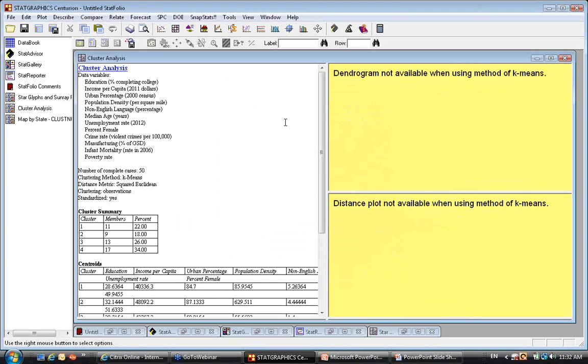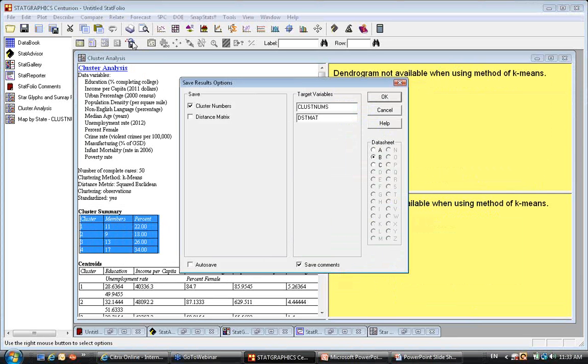And it's now done the assignment. Now, you won't be able to see a dendrogram. Dendrogram doesn't apply. But you will be able to see that it has assigned 11 members to the first cluster, 9 to the second cluster, 13 to the third cluster, 17 to the fourth cluster. And if you'd like to see what it did, I should push the Save Results button again. And this time I'm going to save the cluster numbers in a column I'll call Clus Numbers K. How about?